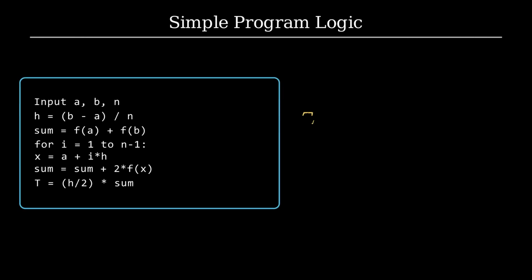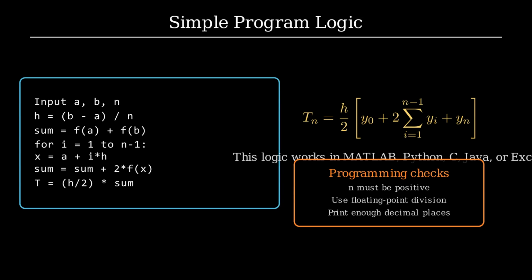The program logic is short. Read the limits and number of subintervals. Compute h. Add the first and last function values once. Add the middle values twice. Then multiply the total by h by 2. The same logic can be written in MATLAB, Python, C, Java, or even a spreadsheet. Always check that n is positive and that the final answer is printed with enough precision.